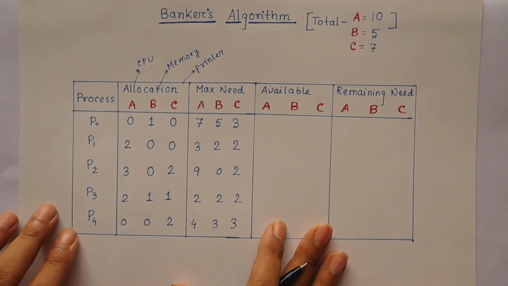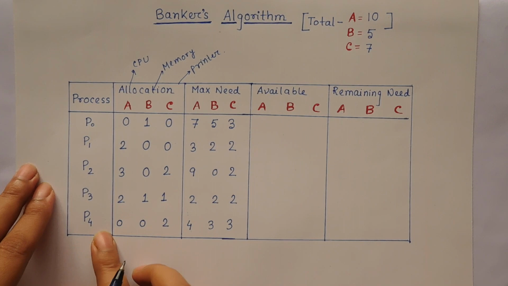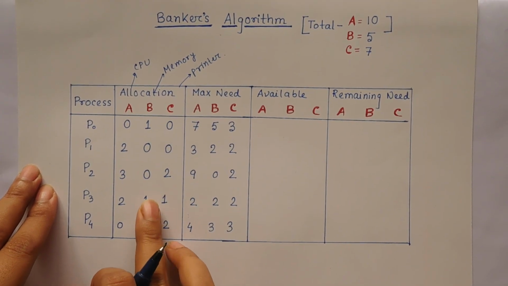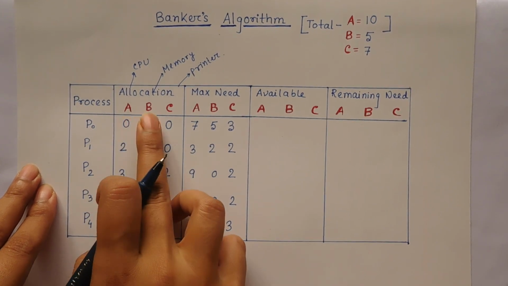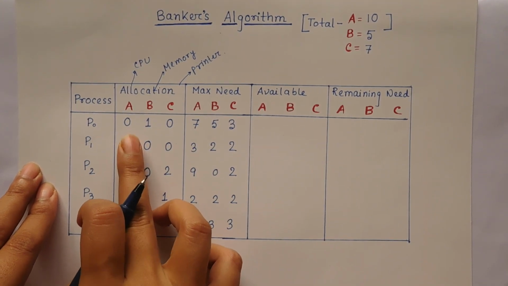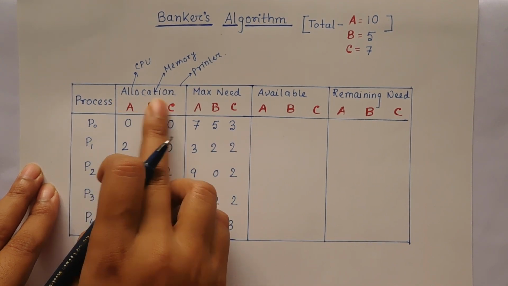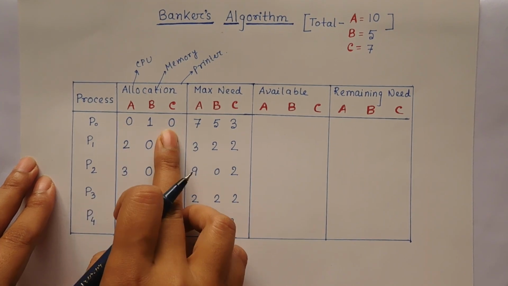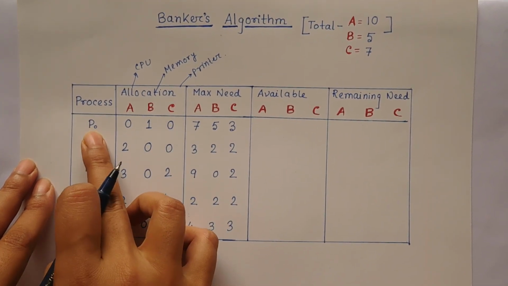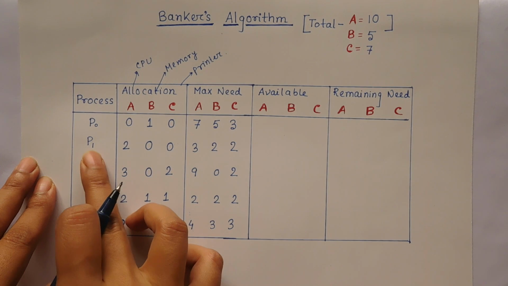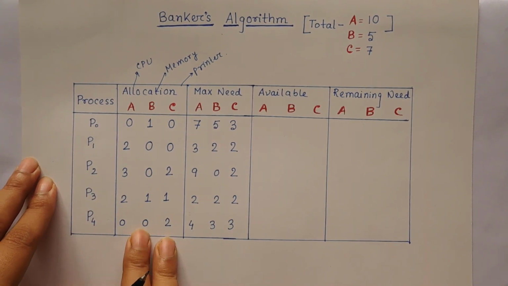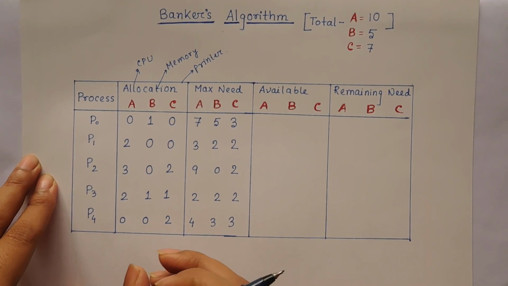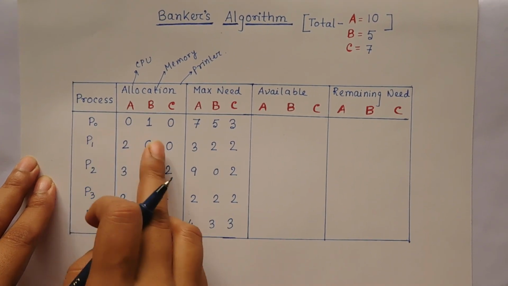And there are 5 processes. What is the allocation? Allocation means the number of resources, or we can say the instances of the resources, allocated to the process. Suppose this is the allocation of resources for the P0 process. This is for the P1 process. In this way, allocation means the currently allocated resources to this process.